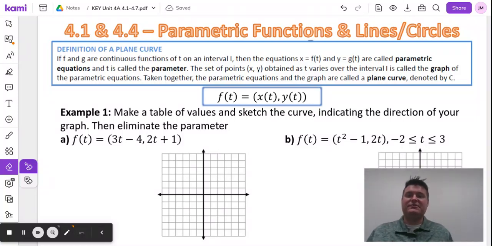We're going to be working on sections 4.1 and 4.4. They do relate to each other. They do correspond. So we're going to combine these into one set of notes here for you.